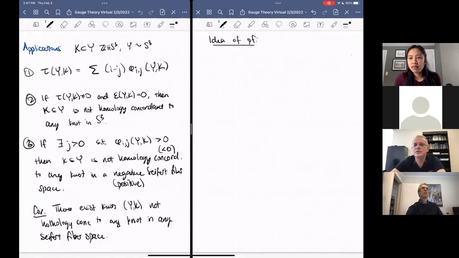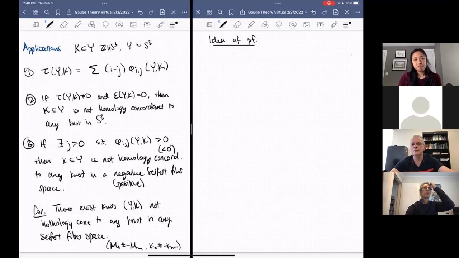Before you continue, may I ask a quick question? In this corollary, are those knots very complicated? I think they're just connect sums of some knots. So it's some family that looks like this. I think they're not that complicated. Maybe I'll say what they are towards the end of the talk. I think it's some torus knots and surgeries on a torus knot plus one surgery. Okay, thank you. Yep.